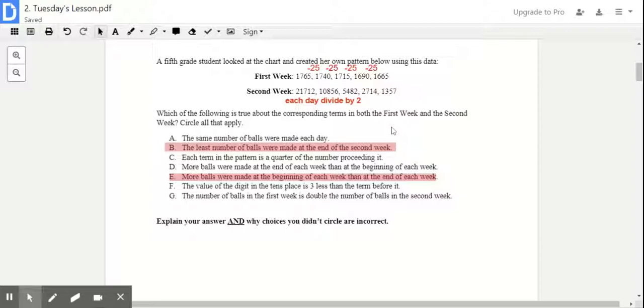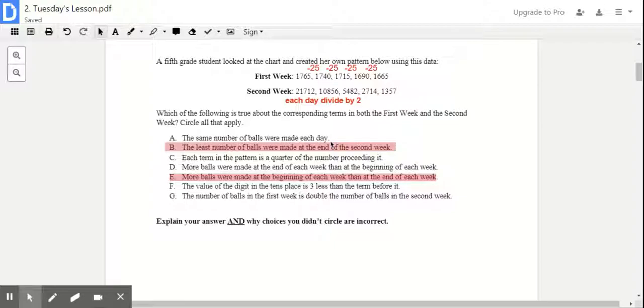So let's go with A. Why is A incorrect? The same number of balls were made each day. Correct. We already know that A is incorrect because these are not the same value for every single day. So we know that the same number of balls were not made each day. So clearly that's already incorrect.